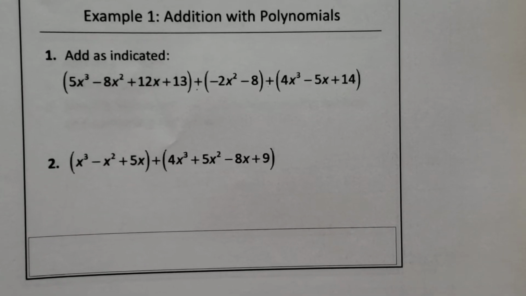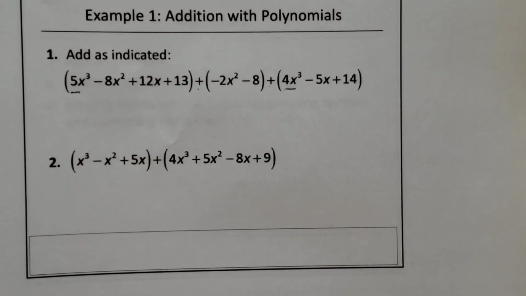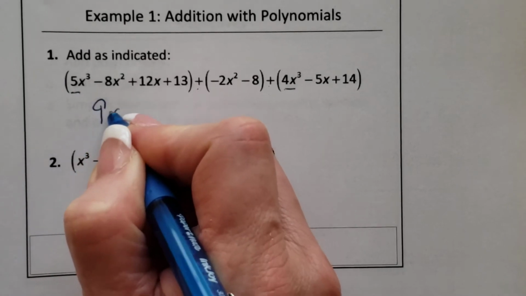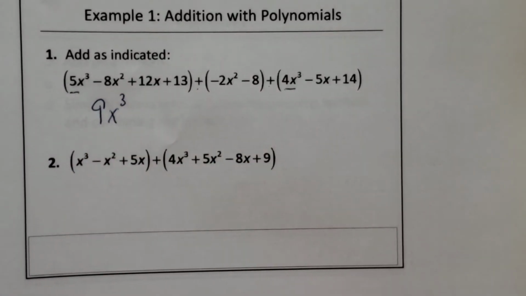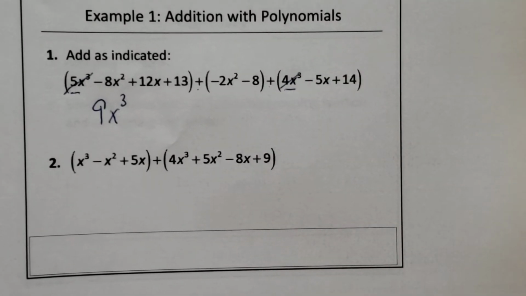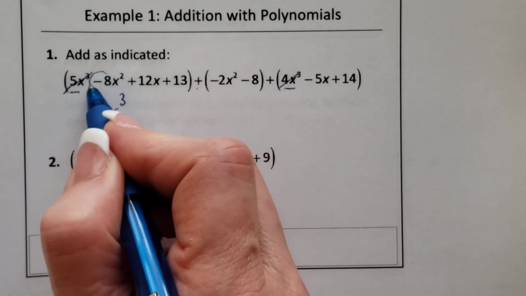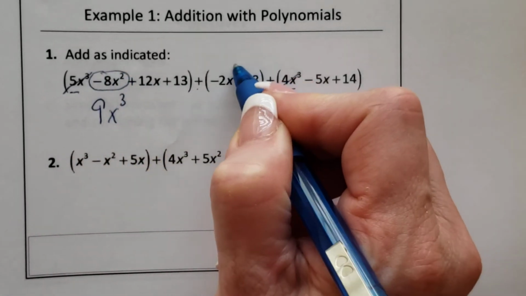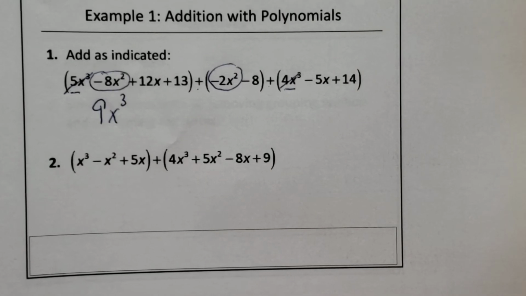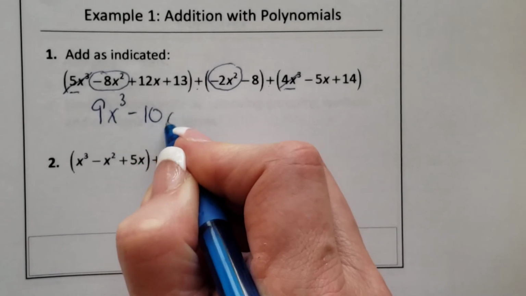So you're going to want to start with your biggest exponent. So my biggest exponent is 3. So I have 5x to the third plus 4x to the third, and I get 9x to the third. And since this is so long, I'm going to mark them off as I write them down. Now I have x squared. So I have negative 8x squared, negative 2x squared, and that's all my x squares. So negative 8 combined with negative 2 is negative 10x to the second.